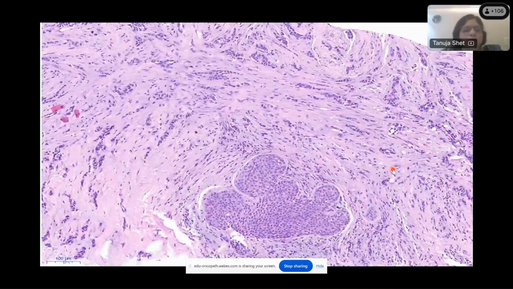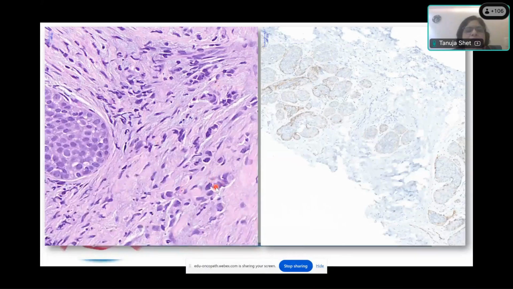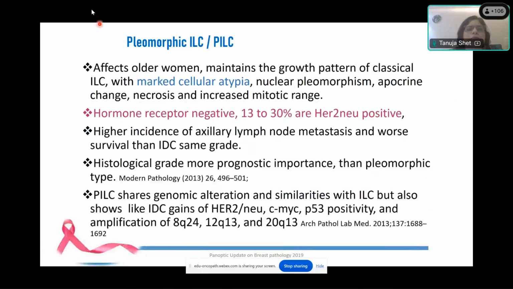Here is another lobular carcinoma, but this time you have a nuclear grade which is higher. You see the same pattern of infiltration, and you see that the nuclear grade is grade 3. So when you see a nuclear grade 3, and of course it's E-cadherin loss, we call it a pleomorphic lobular cancer. It typically occurs in older women.